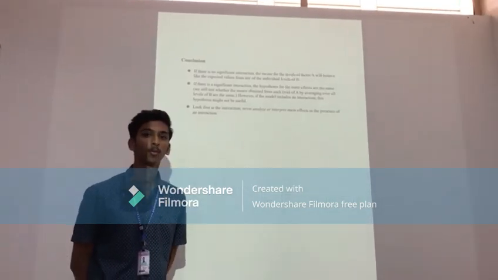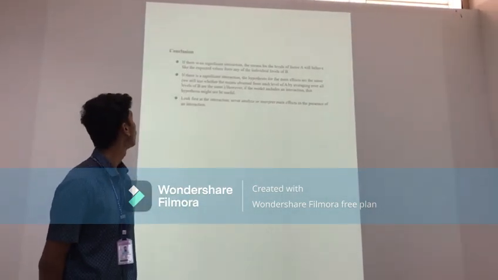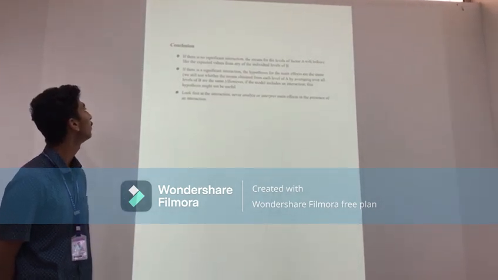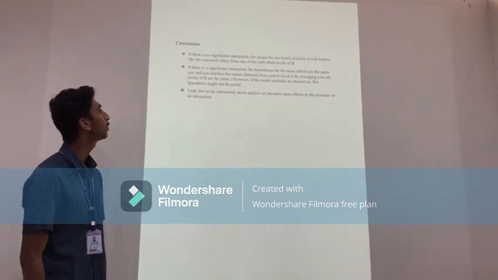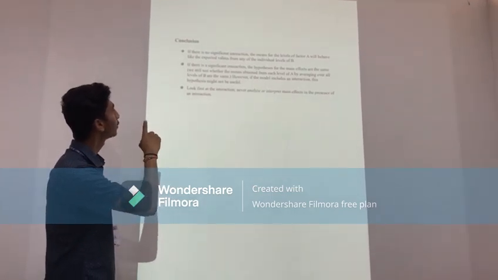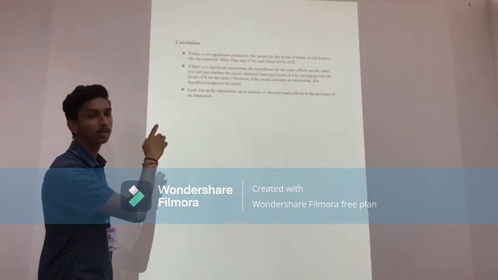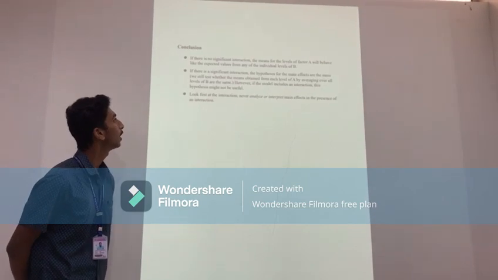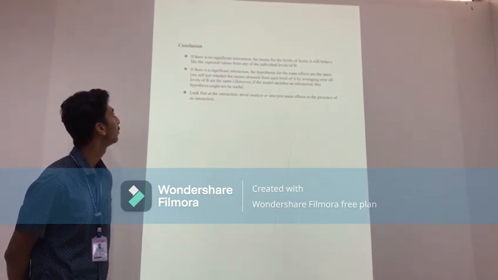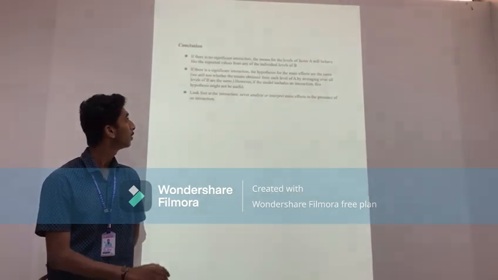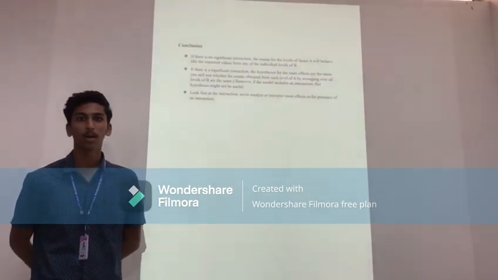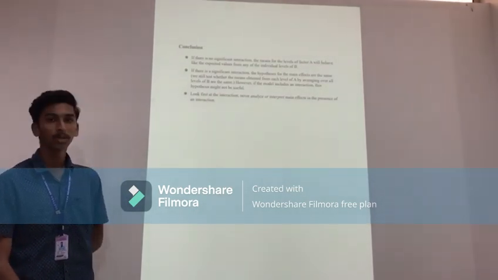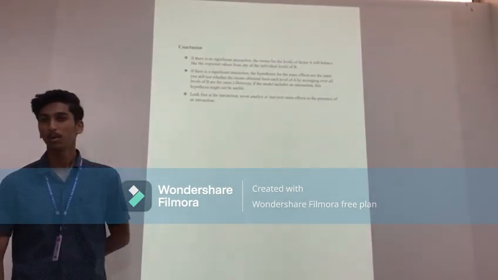I am from the Computer Science Department, and I am here to conclude the topic of two-way ANOVA. The conclusion goes like this: if there is no significant interaction, the means of the levels of factor A will behave like the expected values at any of the individual levels of B. Second, if there is no significant interaction, the hypotheses for the main effects are the same, so we test whether the means of each level of factor A or B are the same or not. However, if the model includes an interaction, this hypothesis might not be useful.